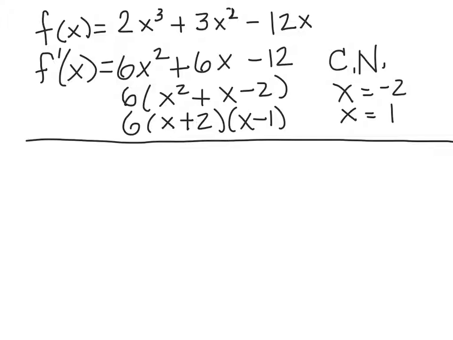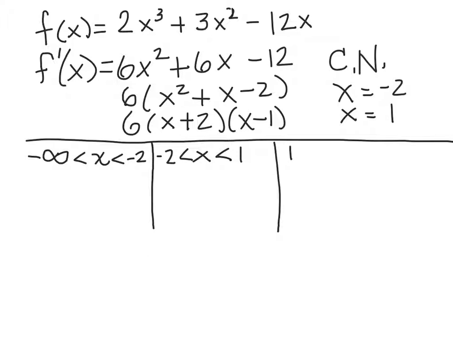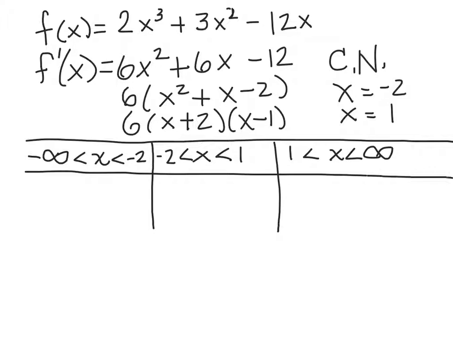Okay, I'm going to use my critical numbers to make my intervals. Remember, this is a continuous function, so it starts at negative infinity. It goes to negative 2, from negative 2 to positive 1, and then from positive 1 to positive infinity. These are the three intervals that we're going to test.